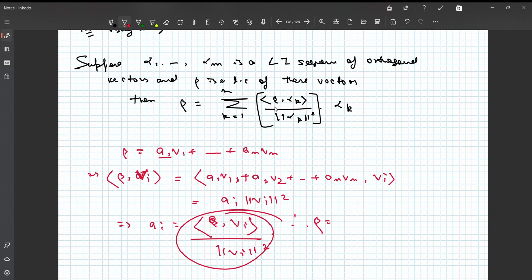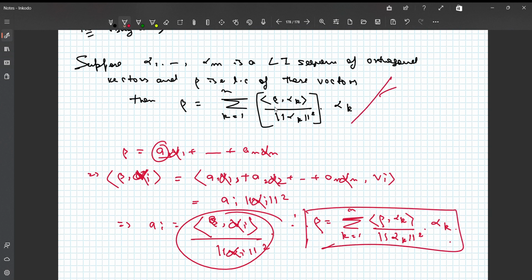Therefore, a1 will be the inner product of beta with v1. We have chosen the vectors to be alpha, so this is alpha 1, this is alpha n, this is alpha i. So a1 is just the inner product of beta with alpha 1 upon norm of alpha 1 squared. Then a2 is the inner product of beta with alpha 2 upon norm of alpha 2 squared. So this beta is nothing but summation k equals 1 to n, each of these coefficients ai being of this form: inner product of beta with alpha k upon norm of alpha k squared, times alpha k. So you can consider this as a theorem as well.